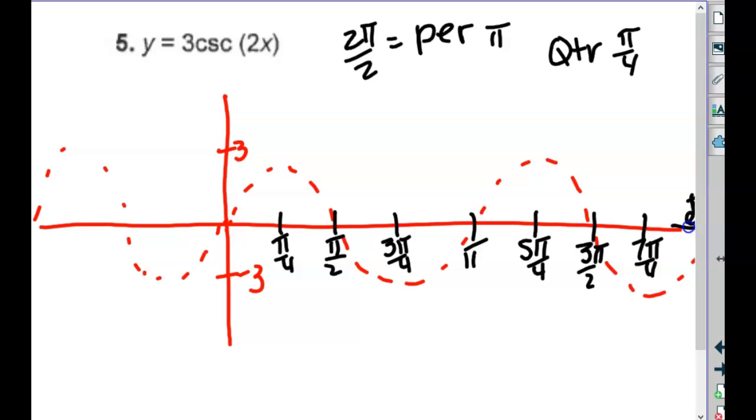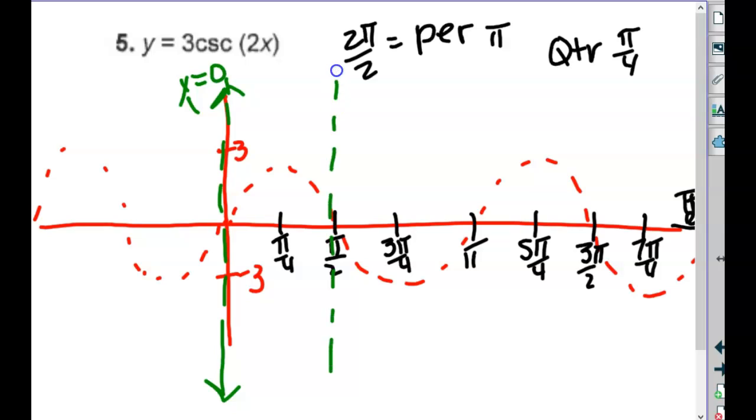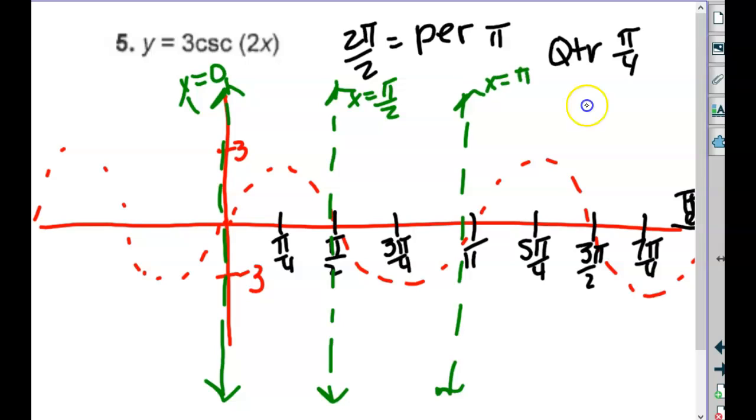If you just want to go positive on this one, you can. Where do I put the asymptotes? X equals 0 is an asymptote. Where's the next one? X equals pi over 2. X equals pi. 3 pi over 2 and 2 pi, right? Which you can't tell on mine. That's 2 pi. All right, and then what do?